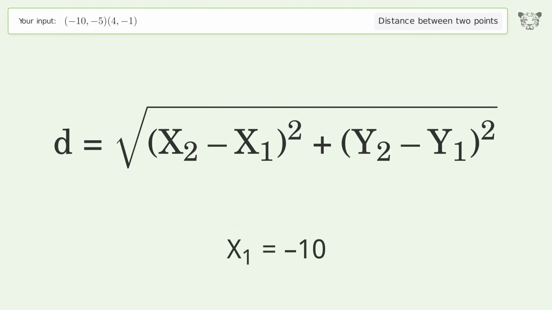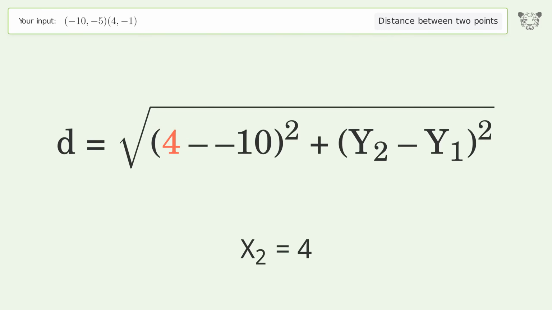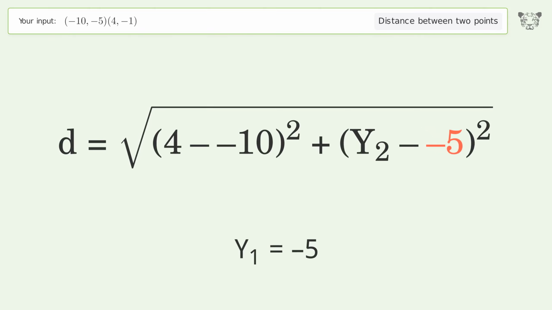x1 equals -10. x2 equals 4. y1 equals -5. y2 equals -1.